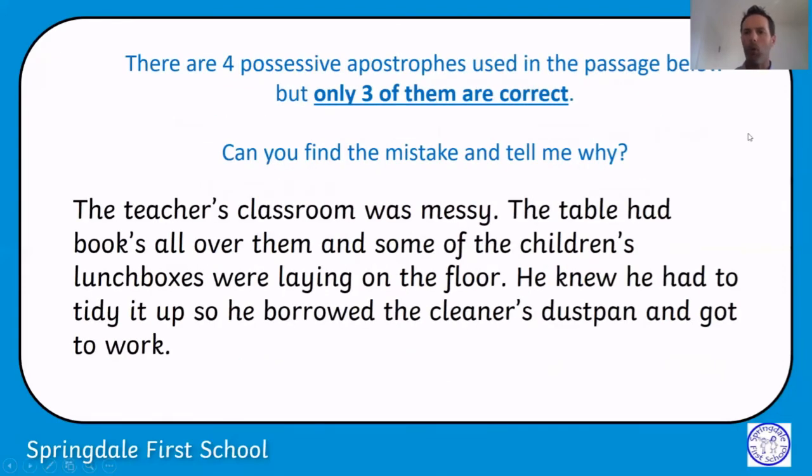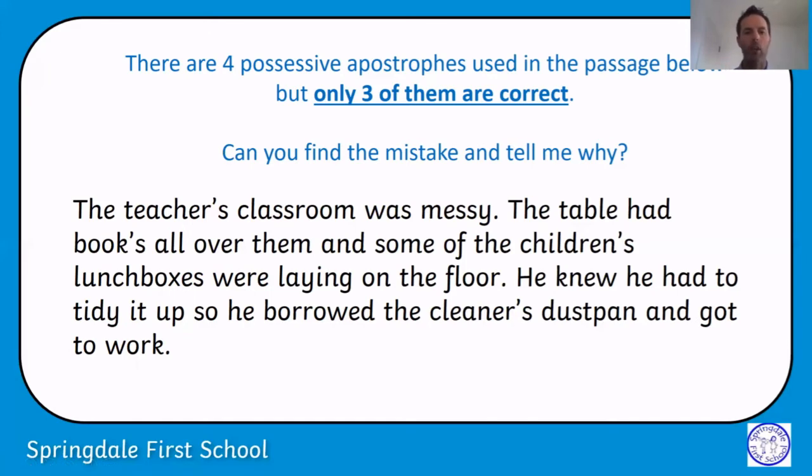Now, the reason this is important is because sometimes when my children are using possessive apostrophes, they think, oh, I'm putting an S here, I have to use a possessive apostrophe. They're not using it correctly. So in this passage I've got 4 possessive apostrophes, but only 3 of them are correct. 1, 2, 3, 4, but only 3 of them are correct.